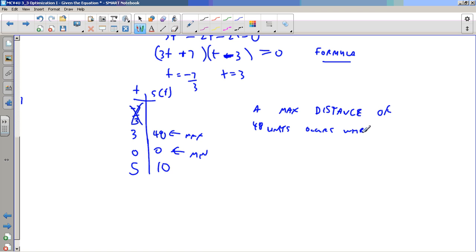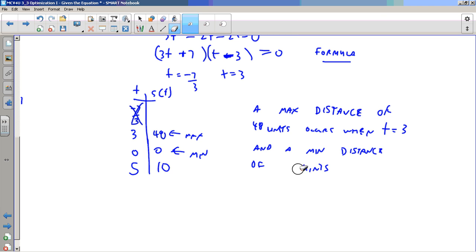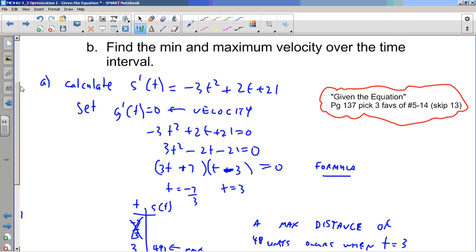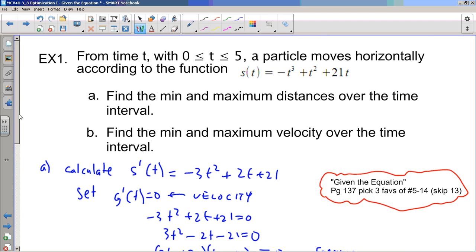Occurs when time equals 3, and a minimum distance of 0 units. Let's tidy that up, shall we? It occurs when t equals 0. So not that much different or more difficult than what we learned last day.